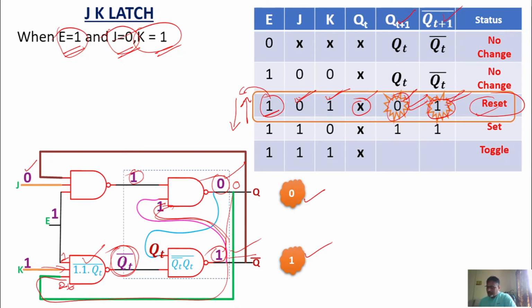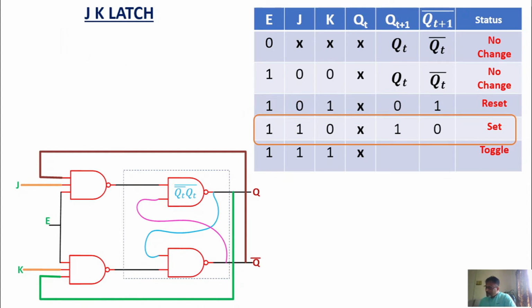Let us see the next option. The next option is E is equal to 1, or either the positive edge of the clock or the negative edge of the clock, J is equal to 1 and K is equal to 0. Let us see what will happen. Let us understand from this JK flip-flop.